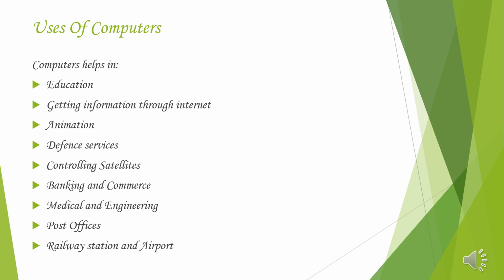Banking and commerce, where in banking as well computers are used, medical field it is used, post office, railway station, airport, everywhere the computer is used. These uses of computer play a major role, and I have simplified and provided them to you in a simple way, where these are the major categories in which people use computers in most places.